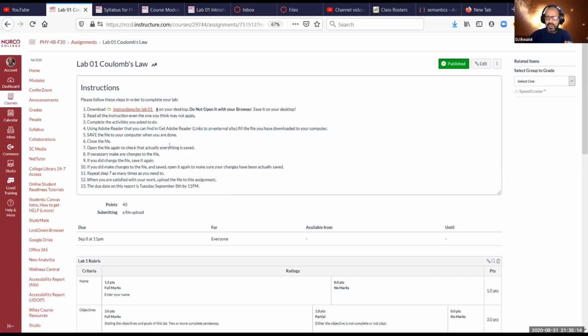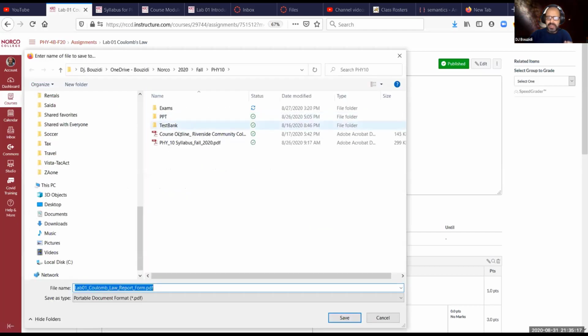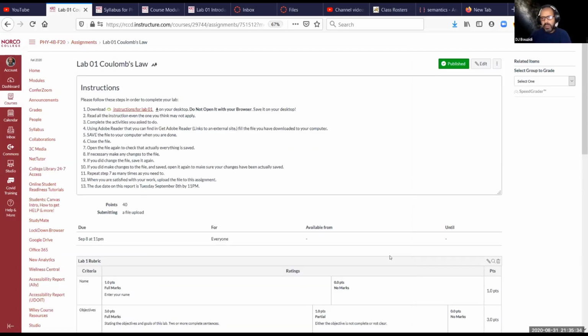So the first thing I'm going to do is save link as, and then it asks me, do you want to save lab01_coulombs_law_report_form.pdf. I'm going to save it somewhere on my computer where I can find it. My suggestion for you is that you create a folder, call it labs, okay? And you save these forms in that folder, so that you have all of your work in the same area.